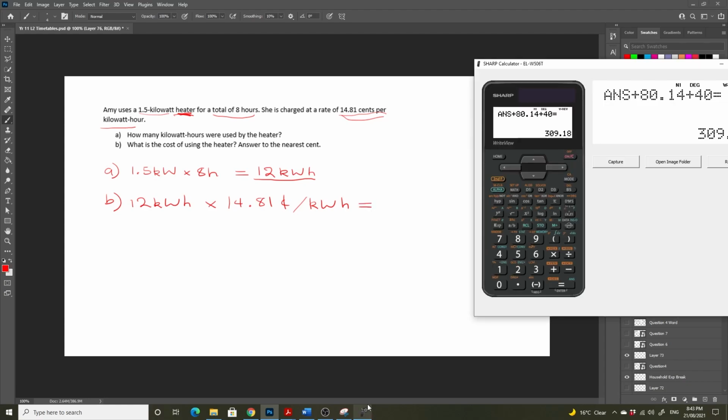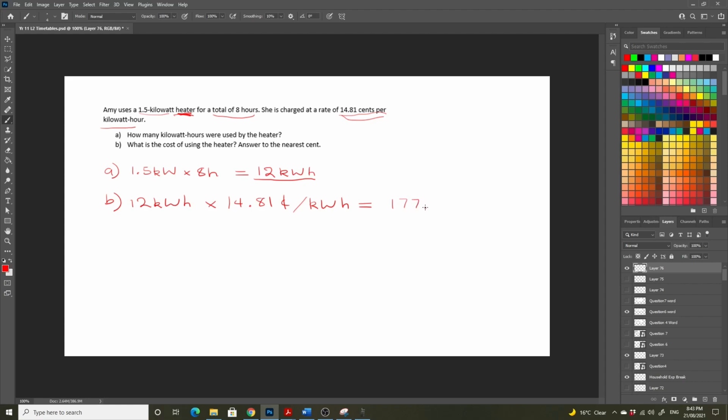And this works out to be 12 times 14.81, which is equal to 177.72, but that's in cents and we want dollars and cents. Now you could move the decimal place, but we are going to take 177.72 and divide it by 100 because there are 100 cents in each dollar, and that will give us how many dollars.